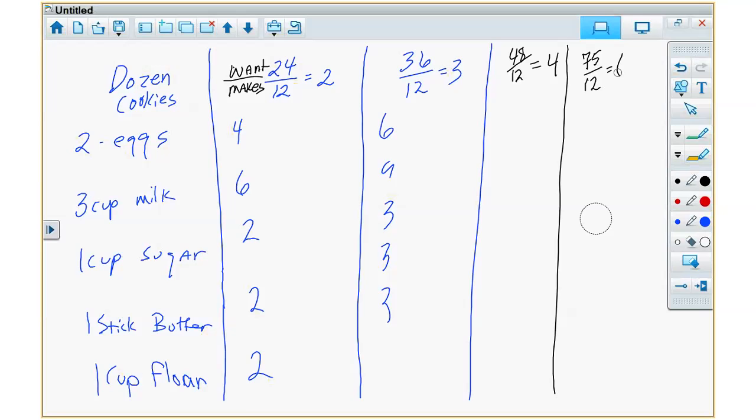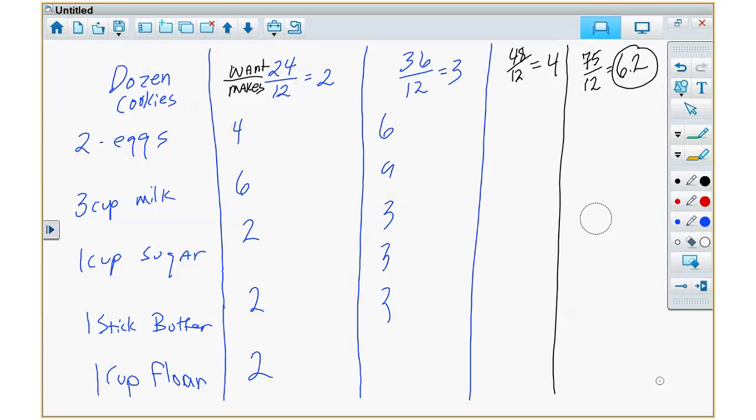So I multiply all my ingredients by what? 6.2 or 6.3. Now I know theoretically you don't do that. You probably multiply by 7 and just eat the cookies that you don't need above 75, right? You just do 7 and say, okay, I'll eat the ones that I don't need.